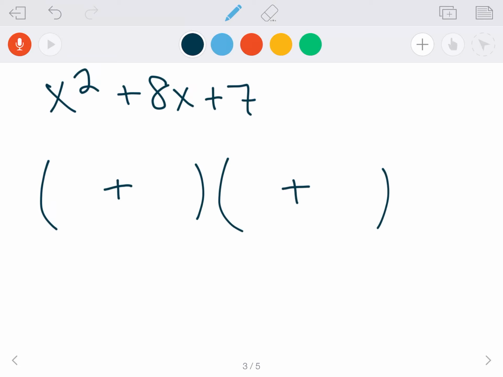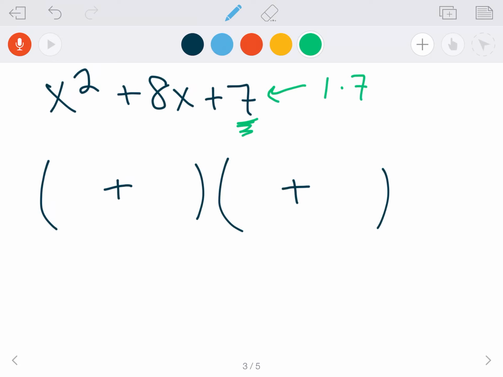So the first thing we want to look at is the number at the end, which is also known as the constant term, the number without the variable. So look at that number and think about the factors of that number. What are the factors of 7? Well, I can think of 1 times 7, that gives us 7. Is there anything else? I think that's it, because 7 is prime, so that makes sense.